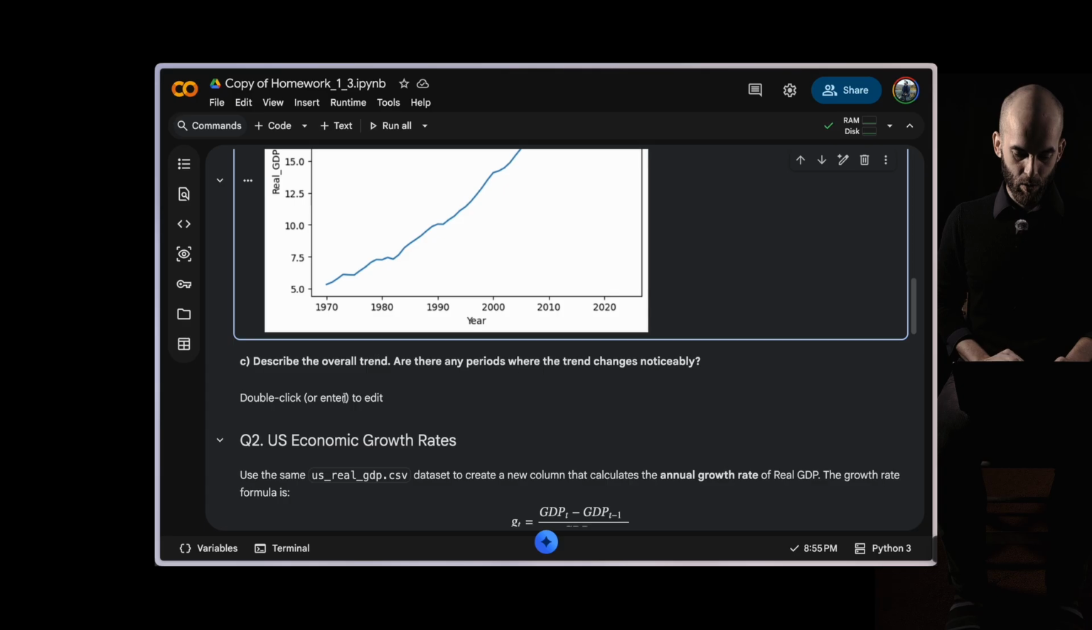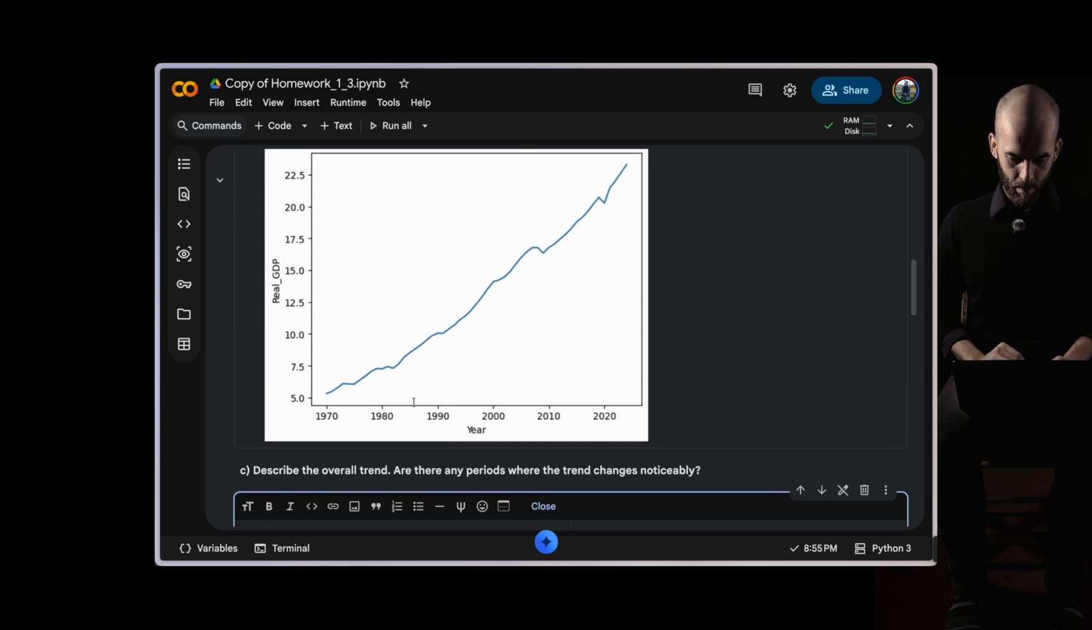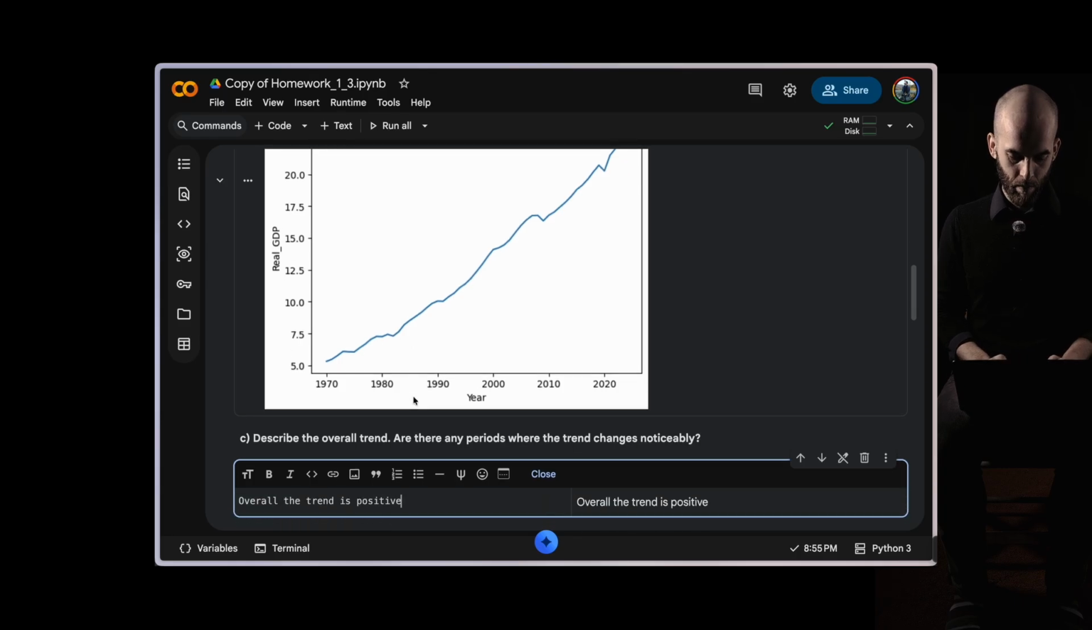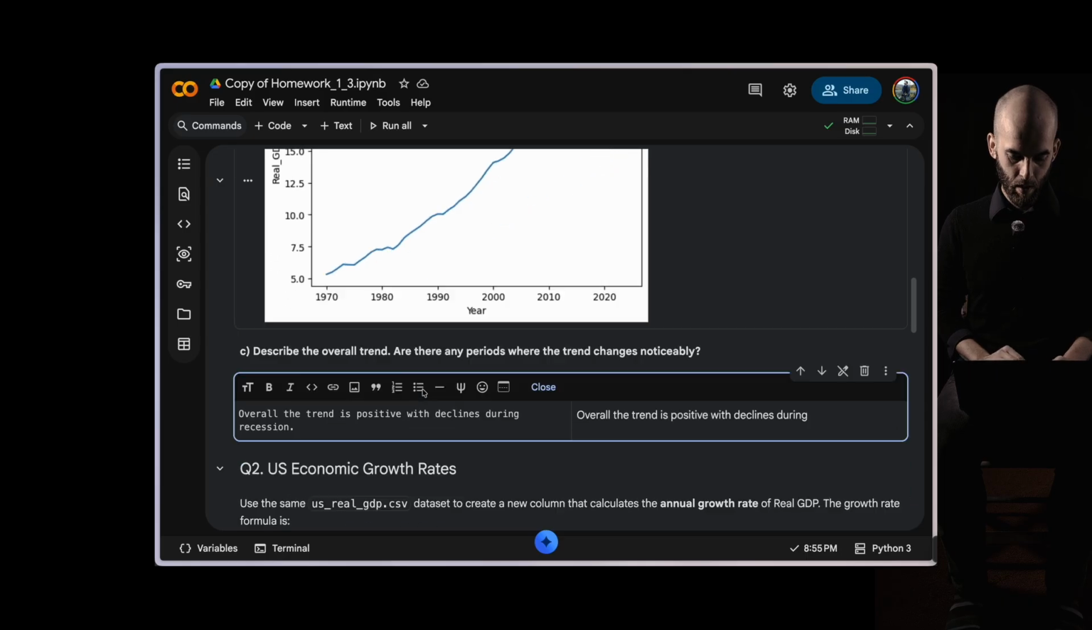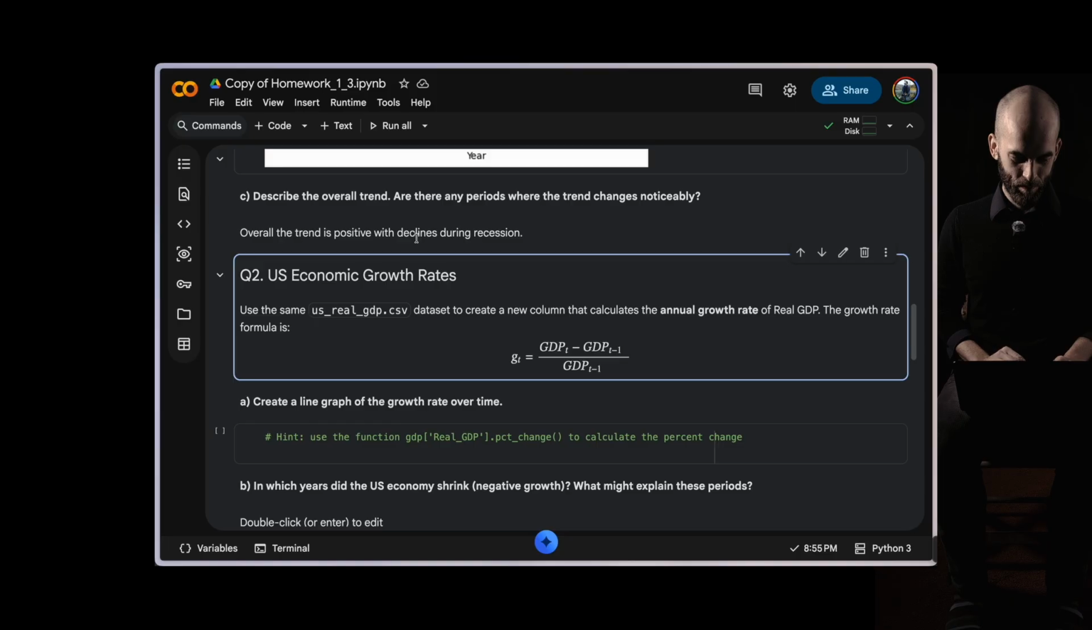Okay, so then describe the trend. I would say overall, the trend is positive. And then we see a little bump here and a bump here, and then maybe a little one here, with declines during recession. Okay, so nice. That's pretty good.